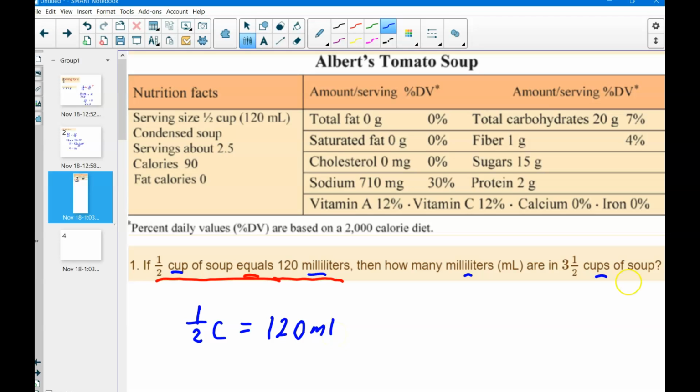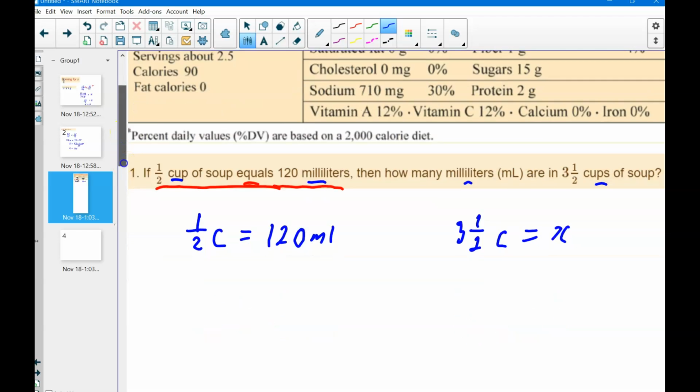So then it says over here, 3.5 cups, how many milliliters? So I have 3.5 cups equals how many milliliters? X. Now we're back to a ratio like we were before, setting it up the same way as before. Make sure we line up the cups and mils. So we want to do it this way. We can.